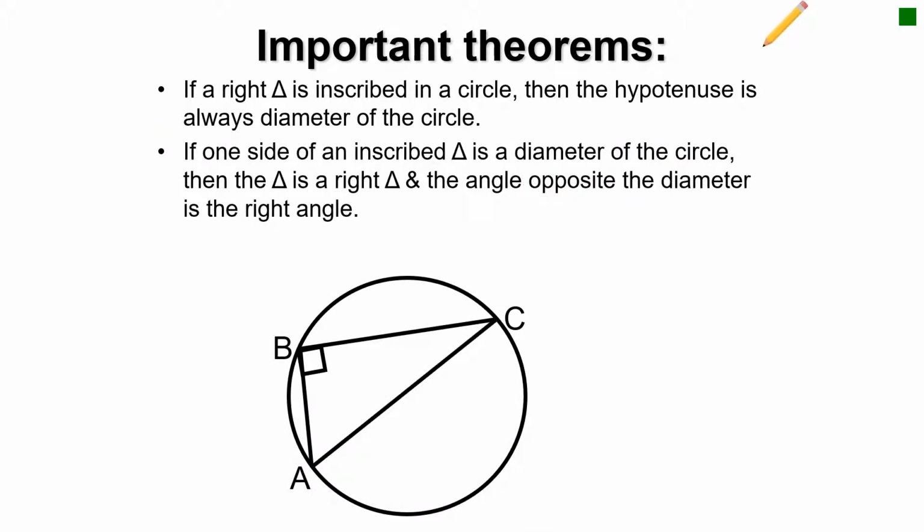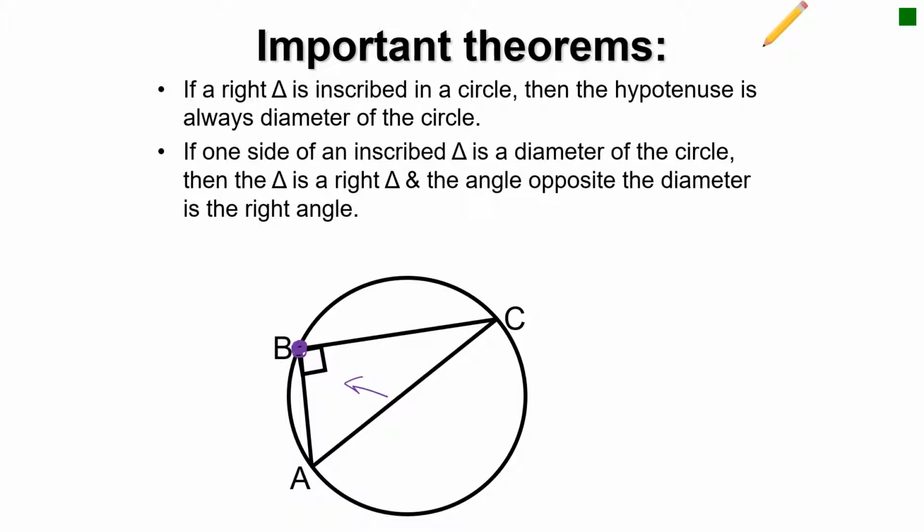All right, some more important theorems. If a right triangle is inscribed in a circle, then the hypotenuse is always the diameter of the circle. If one side of an inscribed triangle is the diameter of the circle, then the triangle is a right triangle and the angle opposite the diameter is the right angle. So basically what we're saying is if you're given a right angle with the point on the inside touching the circumference of the circle, then the hypotenuse of that right triangle is the diameter. And if you've been given the diameter of the circle and a triangle inside, then we know that the angle opposite of the diameter is going to be 90 degrees. It works both ways. That's what these two theorems are trying to say.